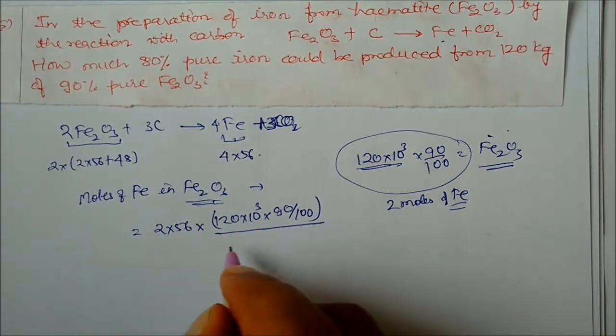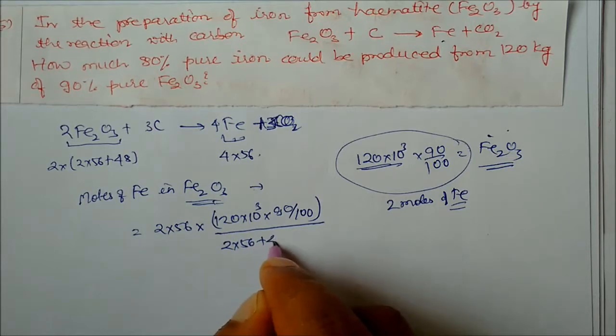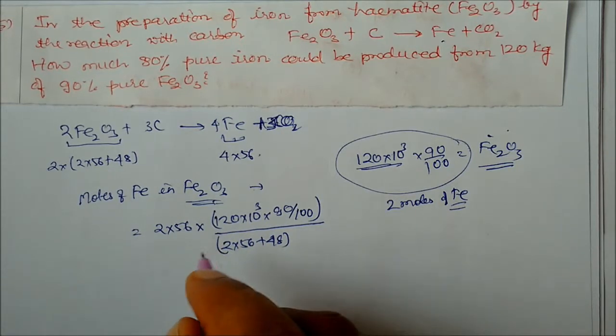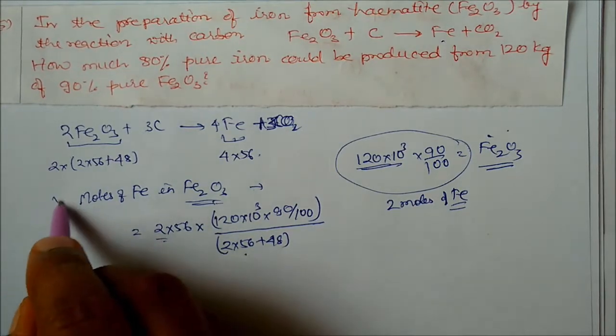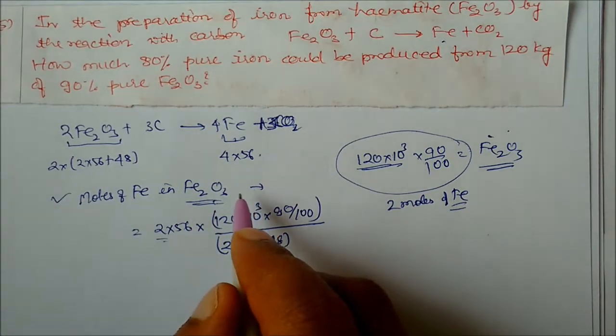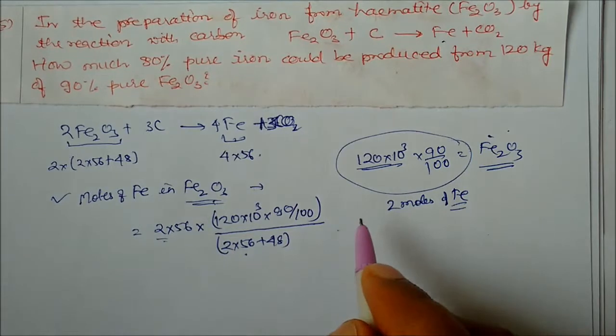This weight is given, and molar mass is how much? 2 into 56 plus 48. So this is the molar mass. So weight by molar mass into moles. So we will get moles of iron in Fe2O3. Okay, so this is the moles of iron.